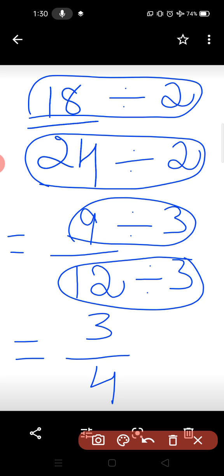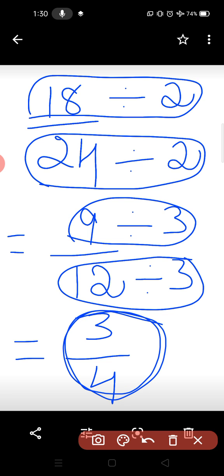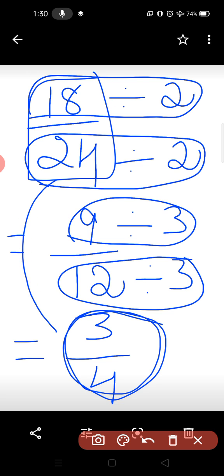Now if you observe, the numerator is 3 and the denominator is 4. There is no common factor for numerator and denominator other than 1. Now this 3 by 4 is said to be in simplest form or lowest form or reduced form. So if a question is 18 by 24, you have to reduce it and make it a simplest form by dividing with the common factor of numerator and denominator. Finally you get the answer as 3 by 4.